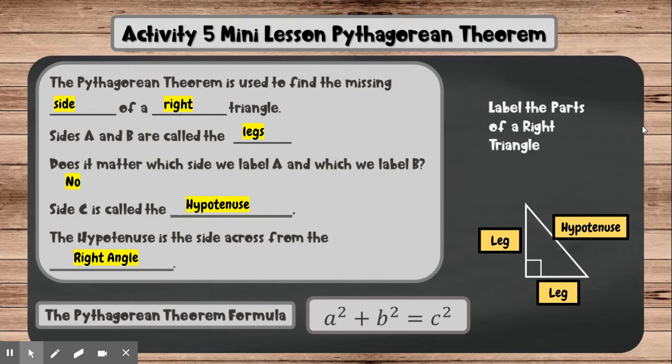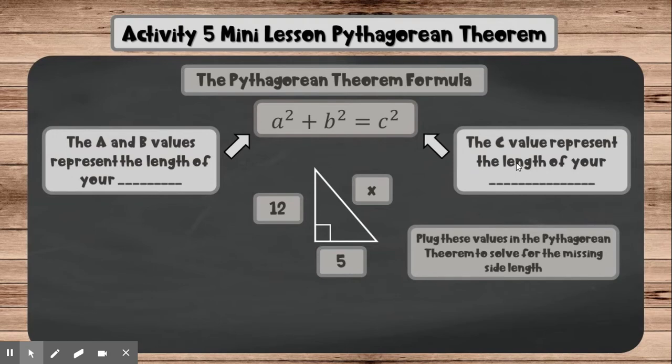Okay. Now it doesn't matter which way it's turned. Remember, the legs always touch the square, and the side that doesn't touch the square, or is being pointed to, is always the hypotenuse. So again, in the Pythagorean theorem formula, the A and B values represent the length of your legs. In this case, we use 12 and 5. The C value represents the length of your hypotenuse. Plug these values into the Pythagorean theorem to solve for the missing side lengths.